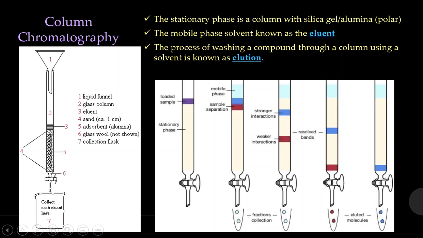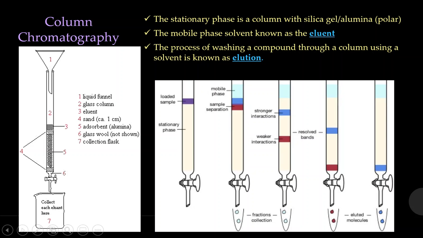So you also have in here a couple other components down here by the valve. There's some wool, okay, to make sure that the gel doesn't go through and eventually wash down too much. They also put some sand in there too, and the absorbent alumina, which is also silica, could be silica gel, highly polar.